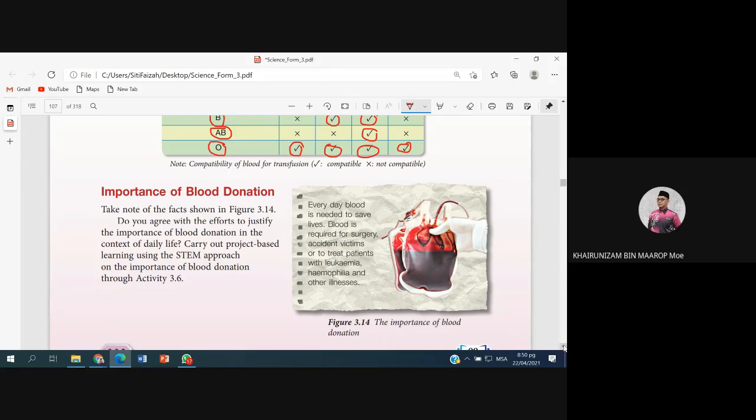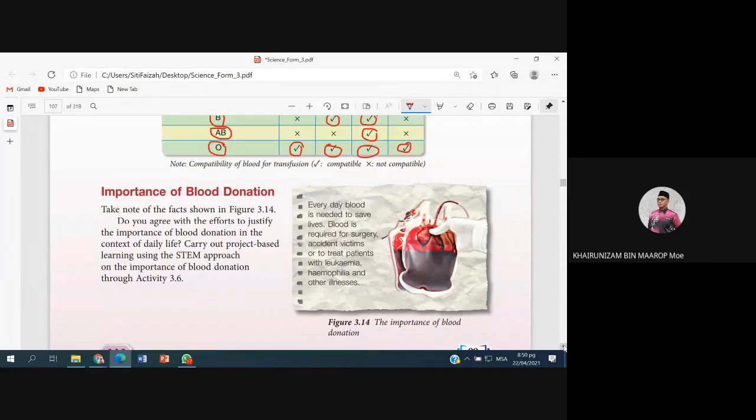Okay, sometimes the blood need to separate into the component lah, because sometimes the patient need only red blood cell. Okay, so dia hanya perlukan sel darah merah sahaja. Contohnya leukemia. So dia hanya perlukan sel darah merah saja. So darah itu perlu diseparatekan.